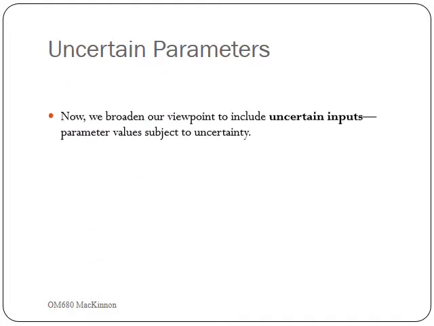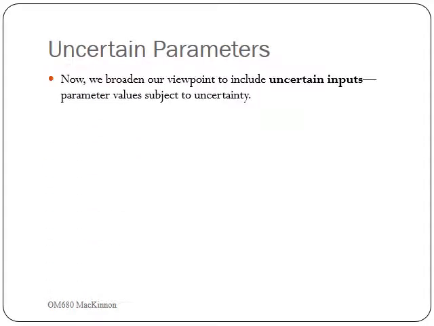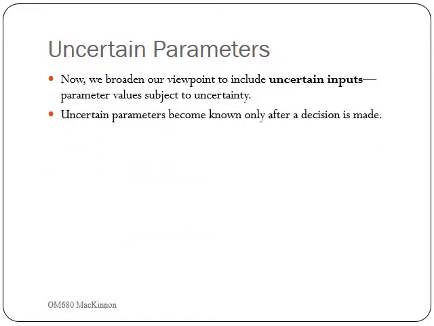Okay, so uncertain parameters are parameters, as we've said, that are subject to uncertainty. We don't know what they will be exactly. In fact, we won't know what value those parameters will take until we have made a decision and moved forward. It's like deciding which box to pick up and seeing what's underneath the box. Until you've made the decision, you're never going to know what's inside the box.